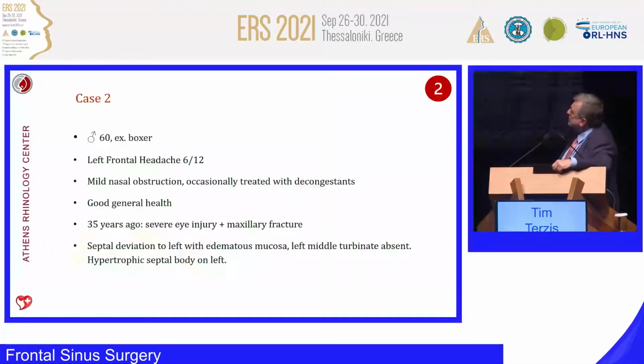So this is a case of a 60-year-old ex-boxer who came with left frontal headache he had for 6 months. Mild obstruction, otherwise good health. The only significant thing in history, 35 years ago, severe injury to the eye and the maxilla with a fracture. Septal deviation to the left with edematous mucosa, and I couldn't identify the left middle turbinate. And I could see this septal body on the left side, white, swollen.